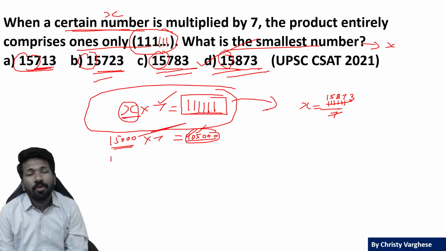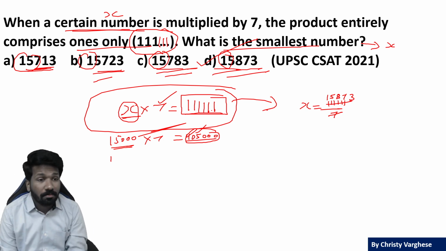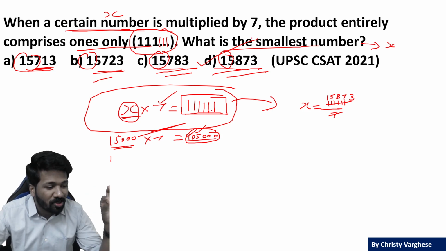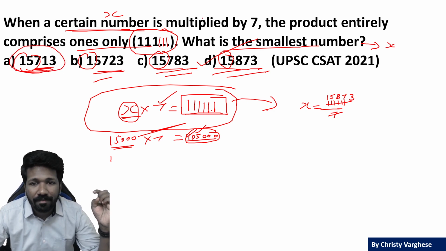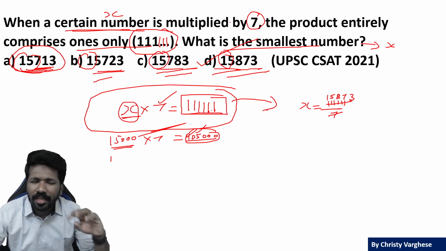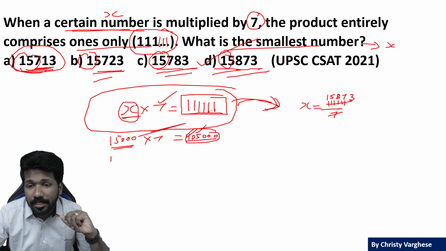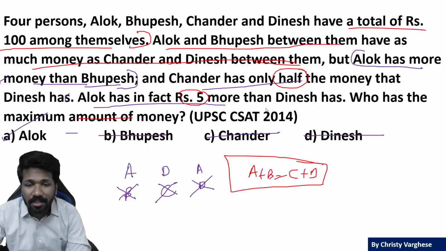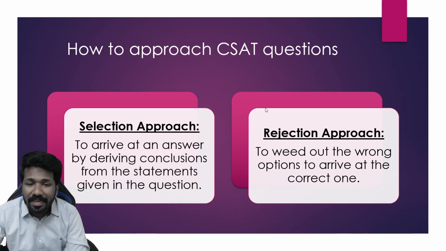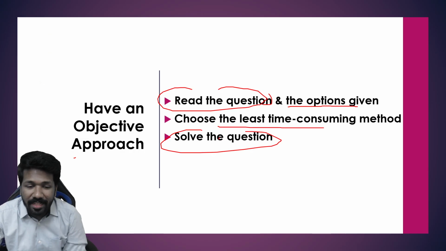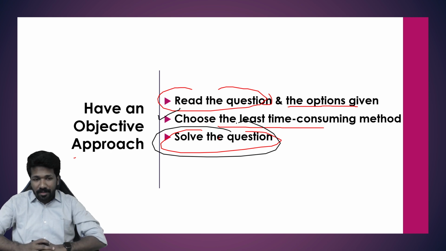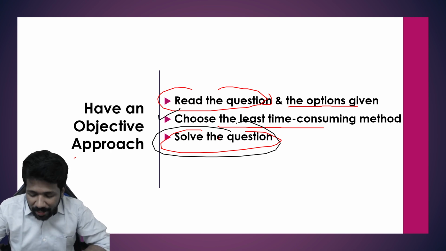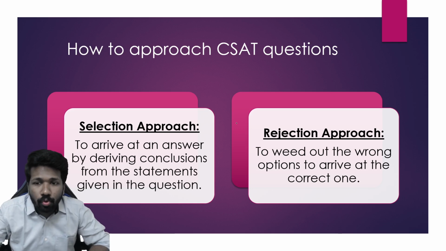This question some people do with elimination by substitution, but that is very time consuming. Rejection approach also you have to do with the right rejection approach. Like you will take the first option 15713, that multiplied by 7. Are you getting 1s only? That way you can check. That is also a right approach, but this is faster. The least time consuming method is very important. When you read a question, read the question and the options given and then choose the least time consuming method. That is very important. Then only solve the question. So this is how to do the rejection approach better, or how to approach a CSAT question.